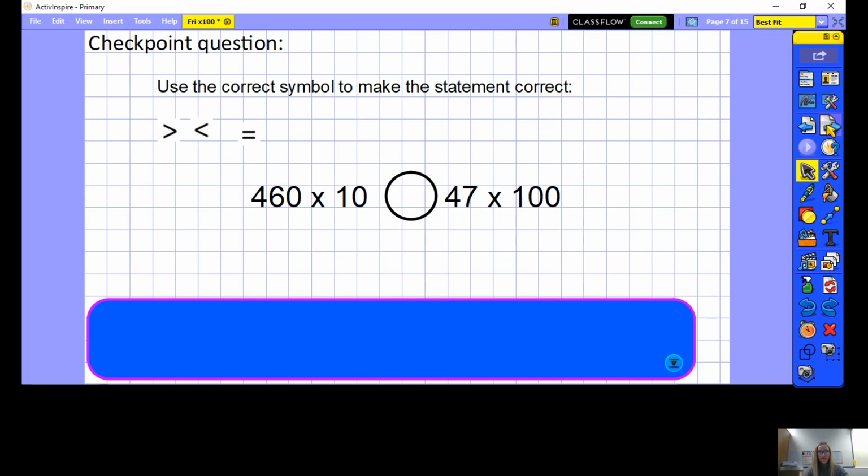Okay, checkpoint question. Use the correct symbol to make the statement correct. So 460 times 10, is it greater than, less than, or equal to 47 times 100? Pause the video now while you have a go at this question.